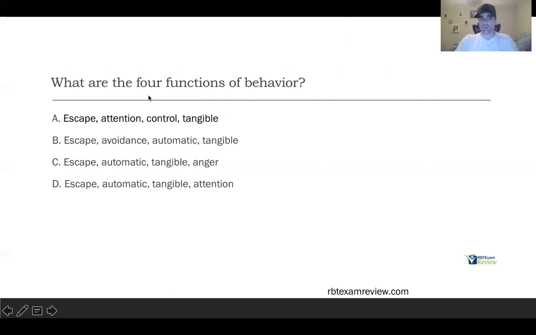Well, we know control isn't a function, so A is out. B, escape, avoidance, automatic, tangible. What's wrong with B? Well, escape and avoidance fall under the same type of function. So B is out. C, escape, automatic, tangible, anger. Alarm bell should be going off. C is definitely wrong. Why? Because it has anger. Is anger a function? Can we measure and observe anger? No, right? C is out. So escape, automatic, tangible, attention. Has to be D. Know your functions. Very, very important.